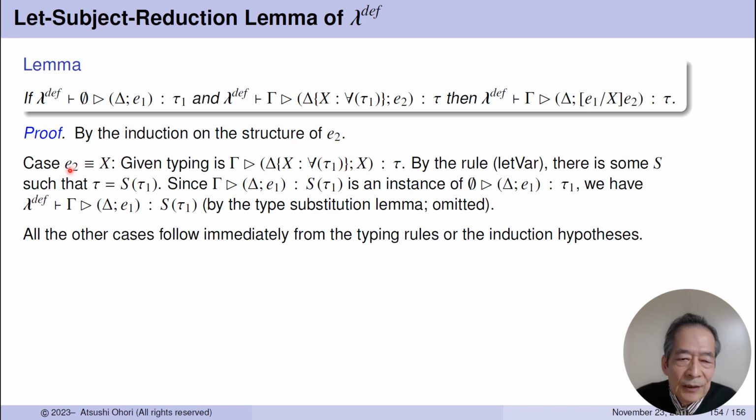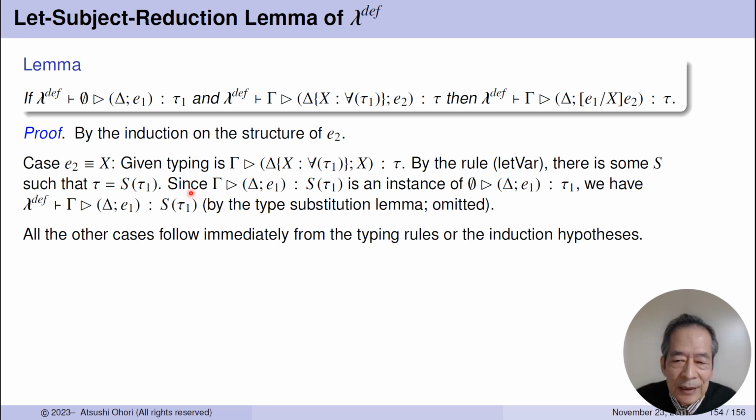Again, the only actual case is this X. Other cases follow immediately from the typing rules or the induction hypothesis. Right? So for this case of let variable, E2 is X, so the given typing is this one. So by the rule let bar, there is some substitution S such that tau equals S of tau 1, right? So this is by the rule.